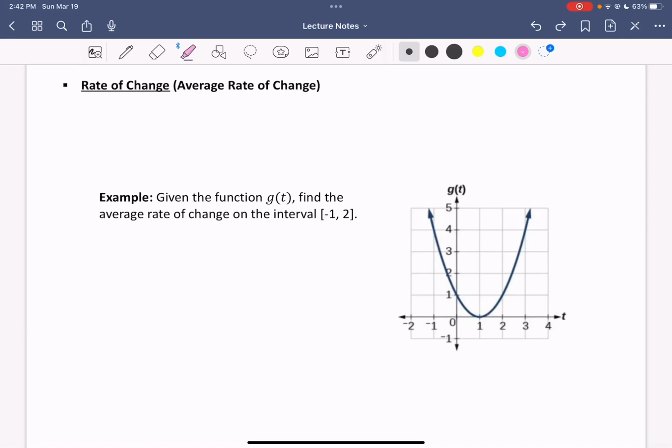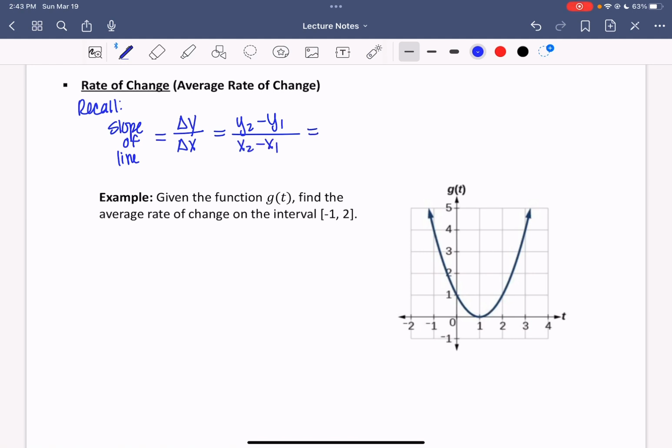Rate of change could also be noted as average rate of change. And when we're looking at the concept of rate of change or average rate of change, we first need to recall what we already know. We already know what the slope of a line is. The slope of a line is the change in y over the change in x. We also know it to be the formula y2 minus y1 over x2 minus x1.